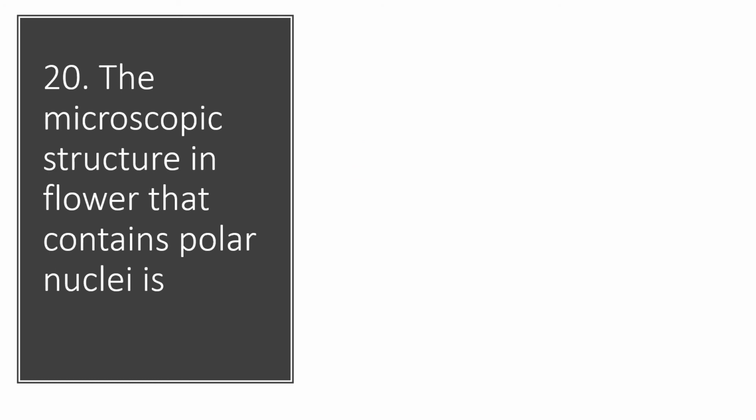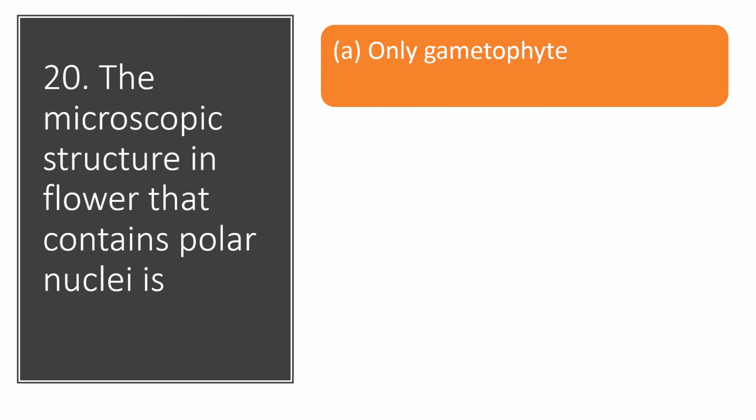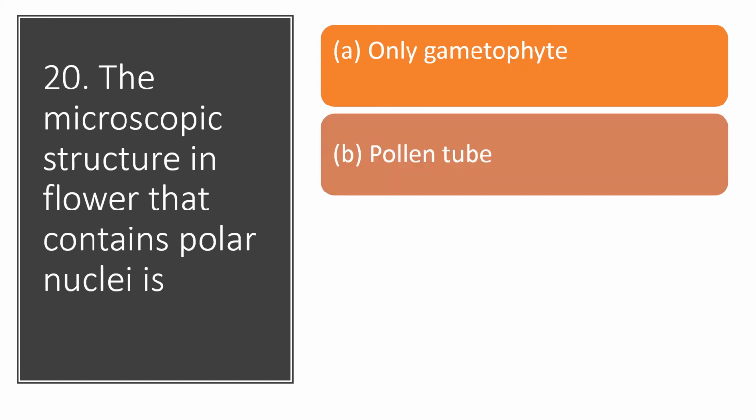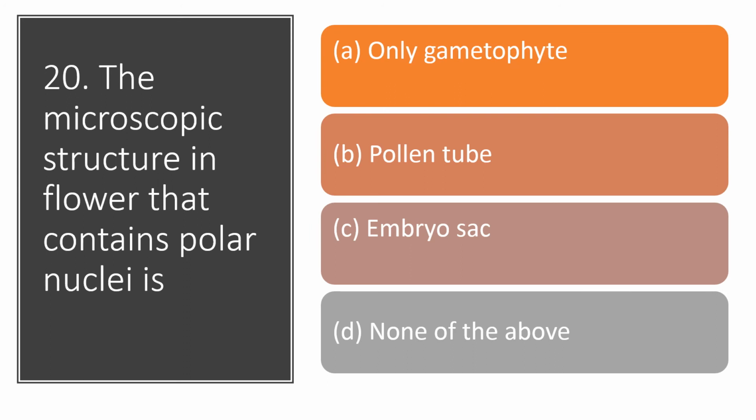Coming to question 20, the microscopic structure in a flower that contains polar nuclei is: option A, only gametophyte, B, pollen tube, C, embryo sac, and D, none of the above. So read the question once again. The microscopic structure in a flower that contains polar nuclei. We know that polar nuclei are present inside the embryo sac. So the right option is C, embryo sac.